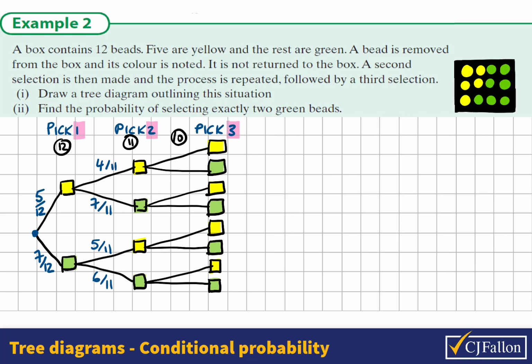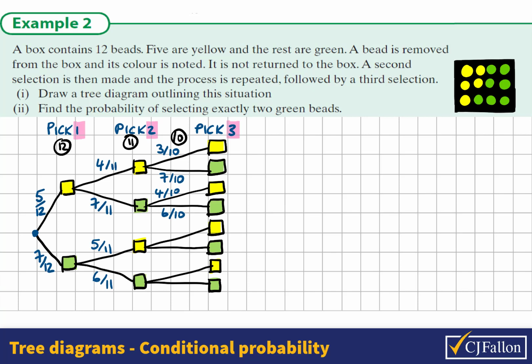At the third pick, we now only have 10 beads left. Probability of getting yellow, having picked 2 yellows, there's 3 yellows left, 3 out of 10. Green, having picked 2 yellows, we've none of the greens used up, so there's still 7 greens to choose from, 7 out of 10. Of yellow, having picked both a green and a yellow, so one of the yellows is gone, so there's still only 4 yellows left to pick from. One of the greens is gone if we're picking a green, so we only have 6 greens out of 10 to choose from.